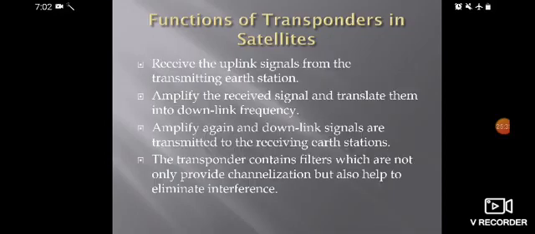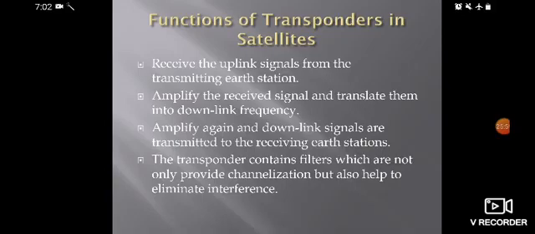Initially, what is the function of transponders in our satellite? It will be receiving the uplink signals from the transmitting earth stations, and it is going to amplify the received signal, translate it into the downlink frequency and amplify again, and the downlink signals are going to be transmitted to the receiving earth stations.